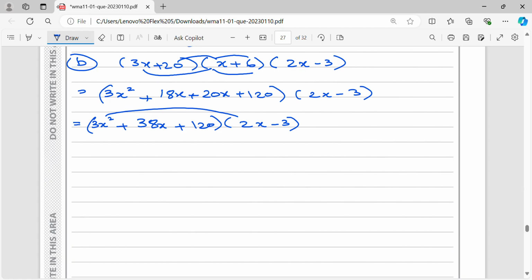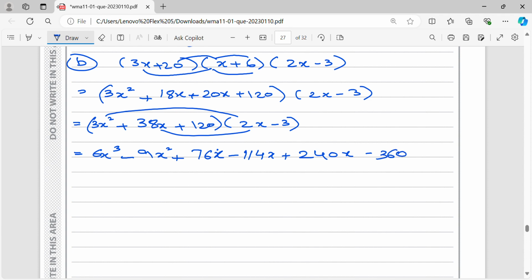So 3 times 2 is 6x cubed, minus 9x squared, plus 38 times 2 is 76x, and 38 times 3 is negative 114x. 120 times 2 is 240, and 120 times 3 is 360. Right? Okay, now collect like terms.